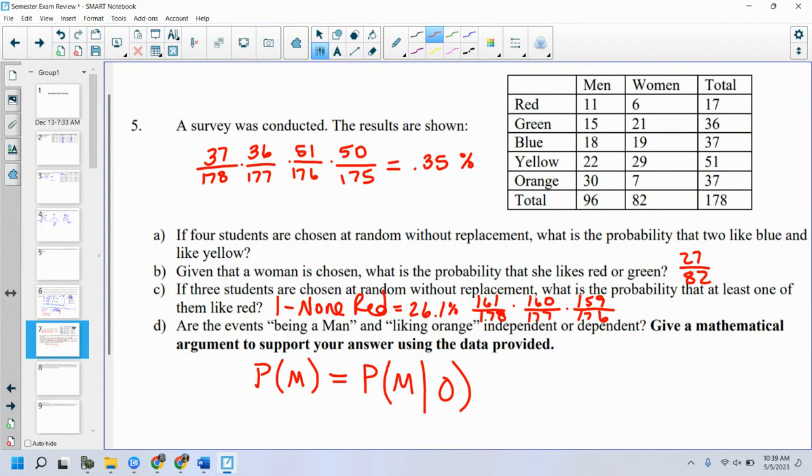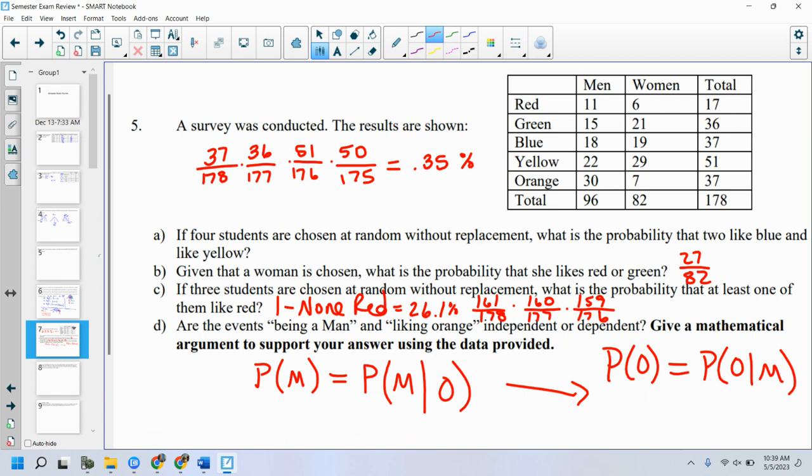And I could likewise say this. If I wanted to do it the other way around, the probability of orange should be the same as the probability of orange given that it was a man, because that should not affect the probability. The probability of man should not affect the probability of orange.